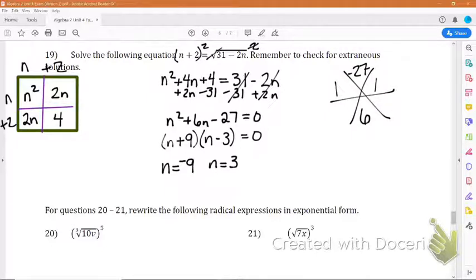Remember, anytime you get two answers, you've got to check for extraneous solutions. This one has an extraneous solution. If I plug in negative 9 right here, negative 9 plus 2 is negative 7, agreed? If I take the square root of any number, am I going to get negative 7? No, negative 9 is extraneous. So n is 3. N is 3 is the only one that works.